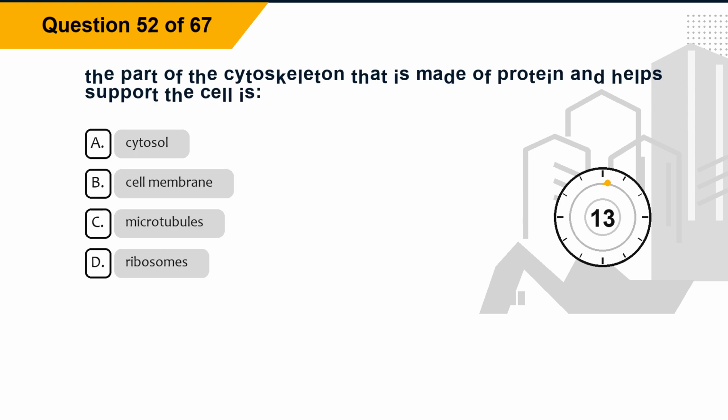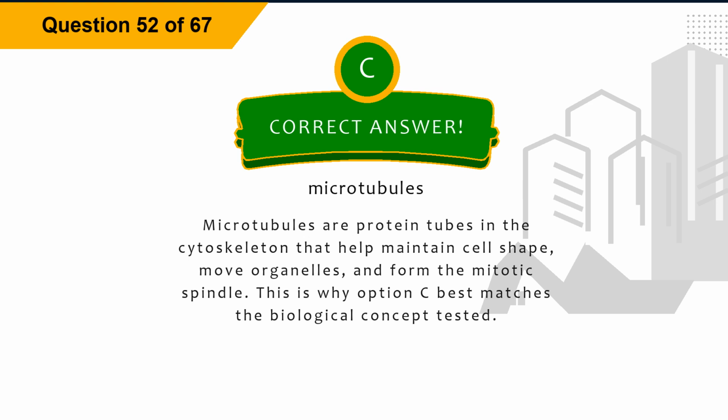Question 52. The part of the cytoskeleton that is made of protein and helps support the cell is? Option A, cytosol. Option B, cell membrane. Option C, microtubules. Option D, ribosomes. The correct answer is option C, microtubules. Explanation. Microtubules are protein tubes in the cytoskeleton that help maintain cell shape, move organelles, and form the mitotic spindle. This is why option C best matches the biological concept tested.